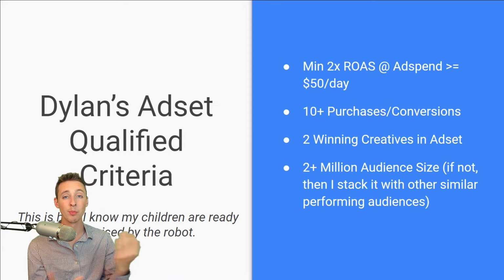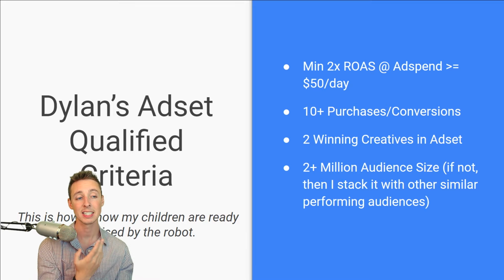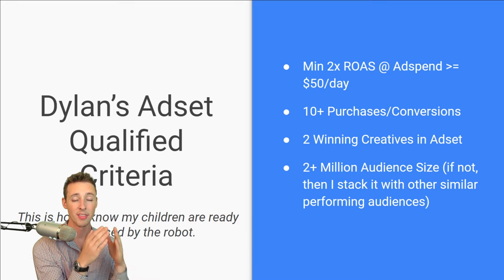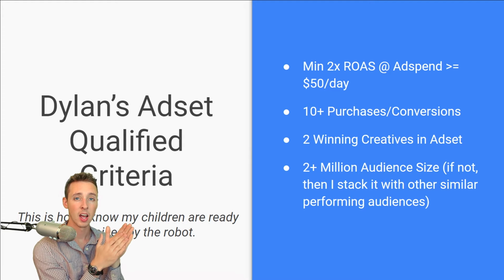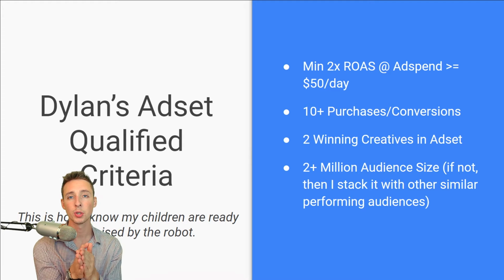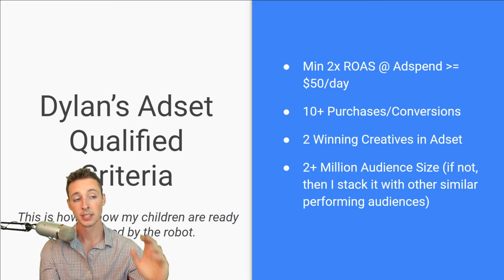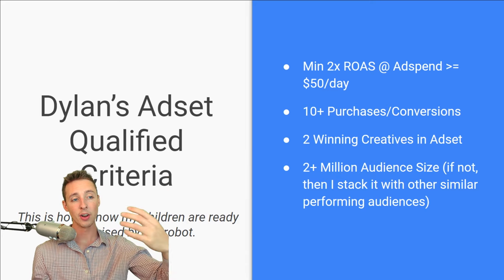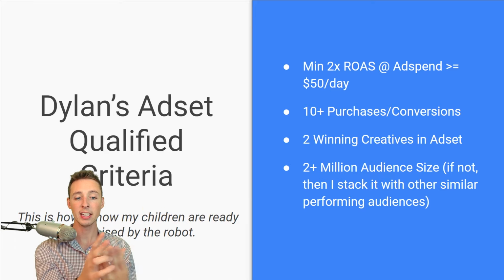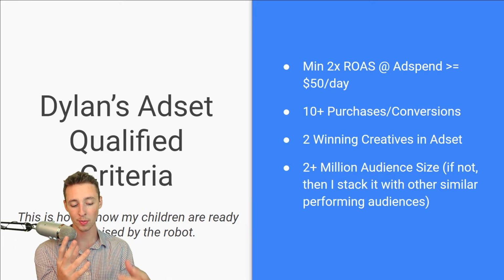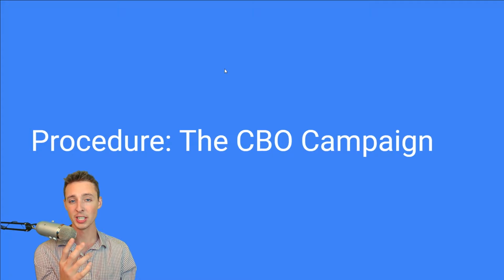So basically, I'm looking for profitable ad sets with a decent amount of ad spend that show consistent results with a multitude of creatives in the ad set, and then finally the audience size. So if it checks this off, I know that this child right here is ready to be raised by the CBO robot. So here's the procedure. Now we hand off our children to the robot.